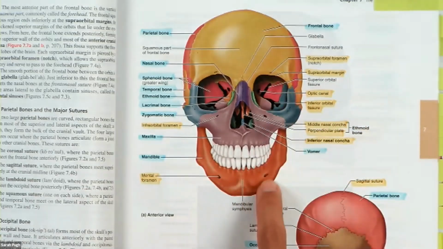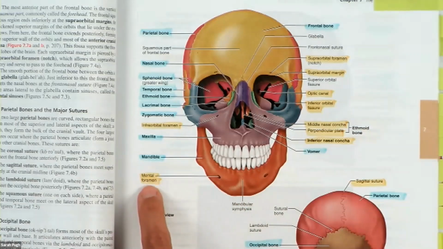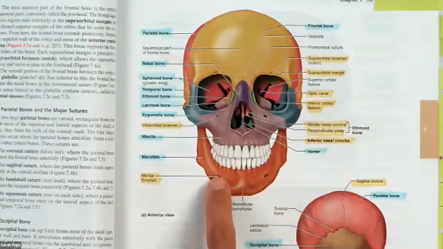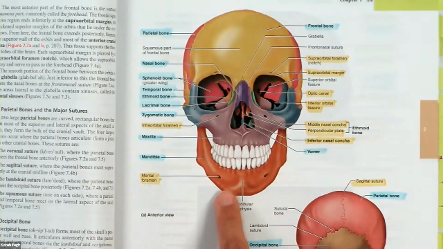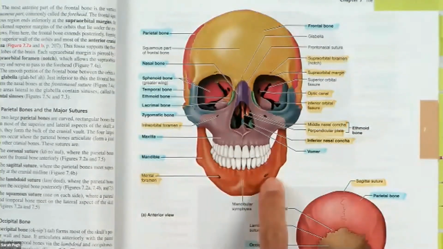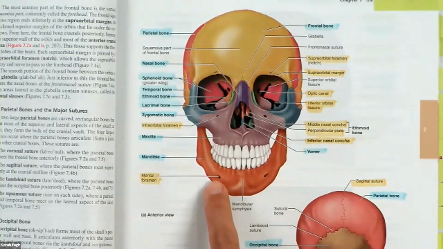Same thing down here at the bottom. We call these the mental foramen. Now remember, this one should be kind of easy. Remember, this area, your chin, is called the mental region. So that should make it a little bit easier for you to remember the mental foramen. Again, I always think of the thinking man. You know, put your hand on your chin when you're thinking, and thinking is a mental process. And again, these holes are allowing blood vessels and nerves to pass.